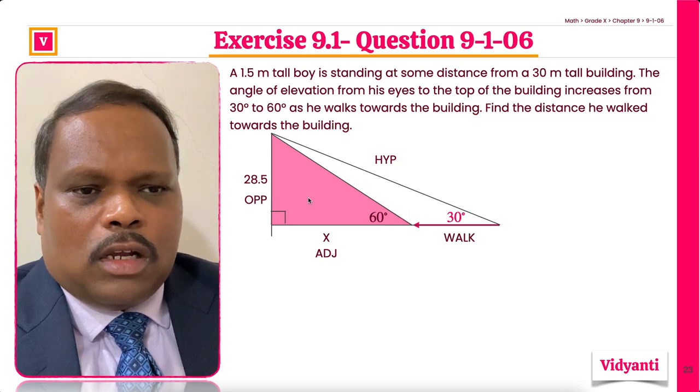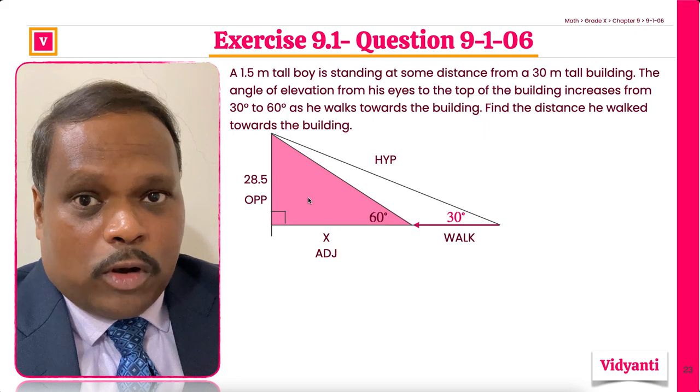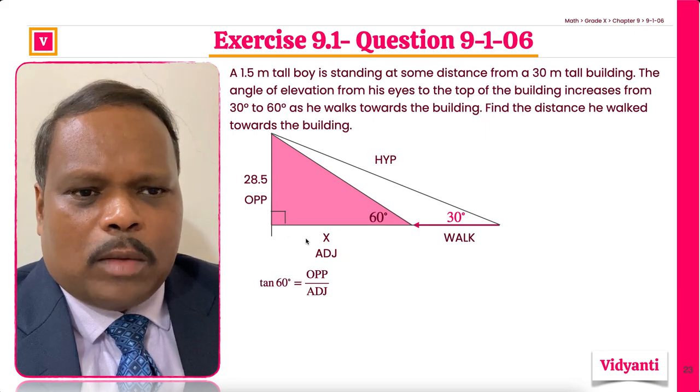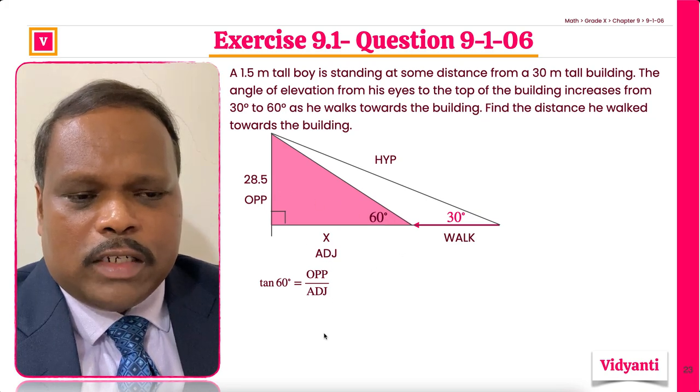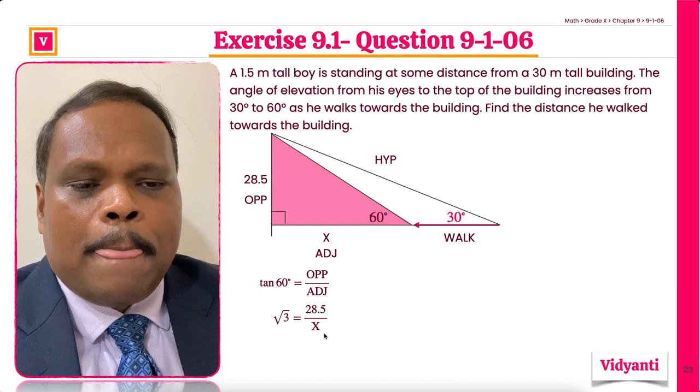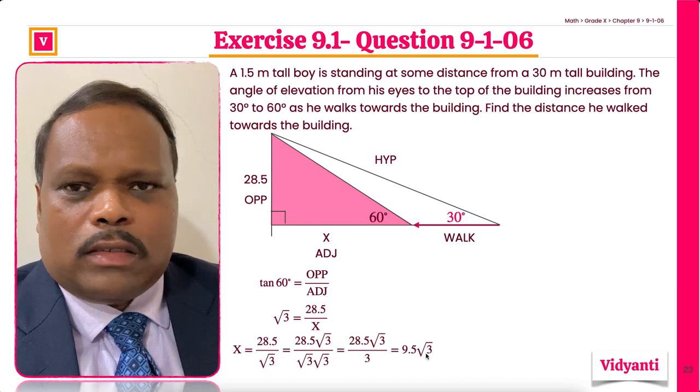So first we'll start with the smaller right angle triangle, and in this case we are trying to correlate opposite with adjacent. So tan 60 will be opposite over adjacent. Tan 60 is root 3 from the standard trigonometric table, and we will get the x value as this.